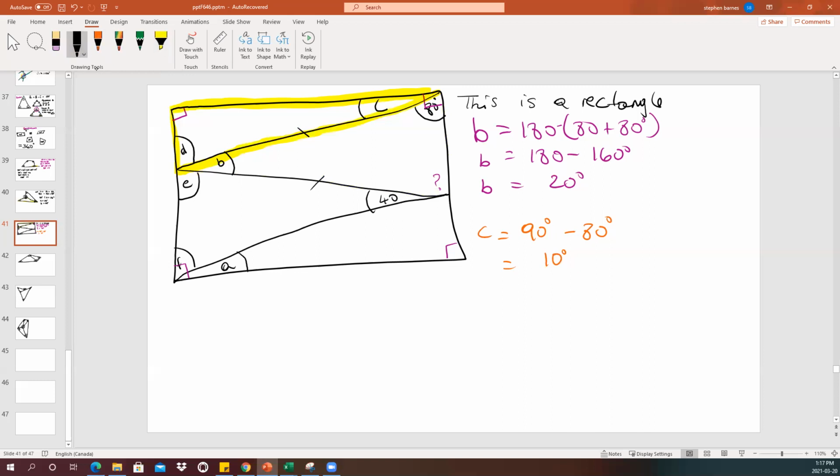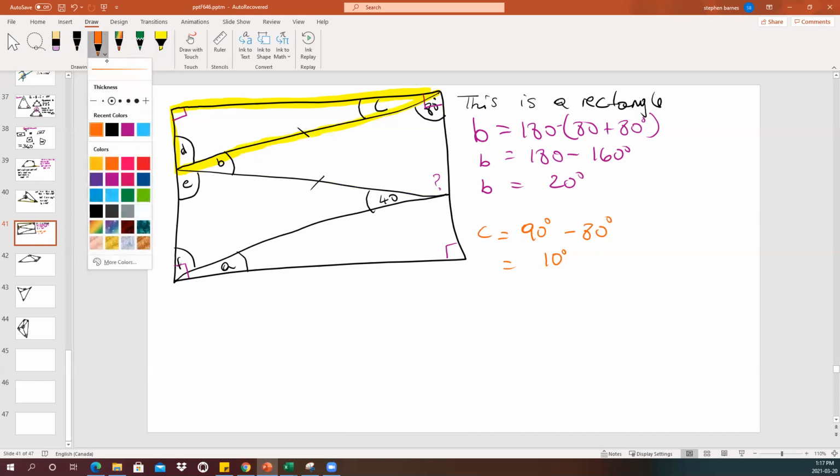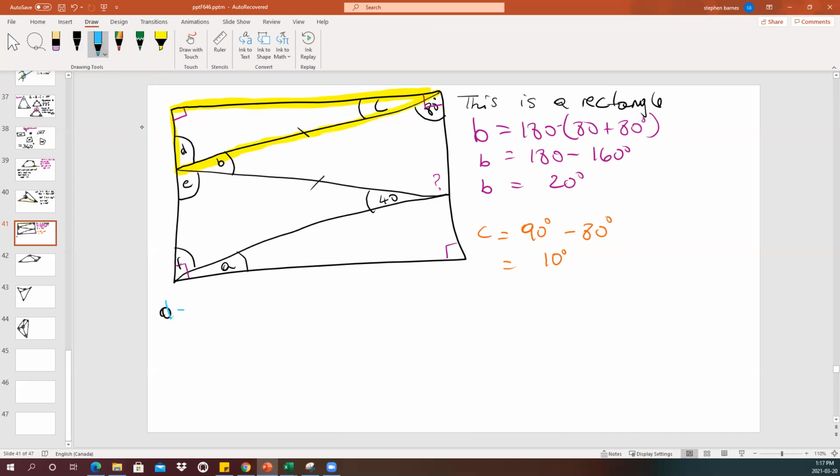So D, angle D is going to be 180, which is the sum of all three angles, minus the 90 degrees that we know here, plus C, which we can use to be 10, right? D is 80 degrees. Great, you got that? Yes, miss, I got that part.